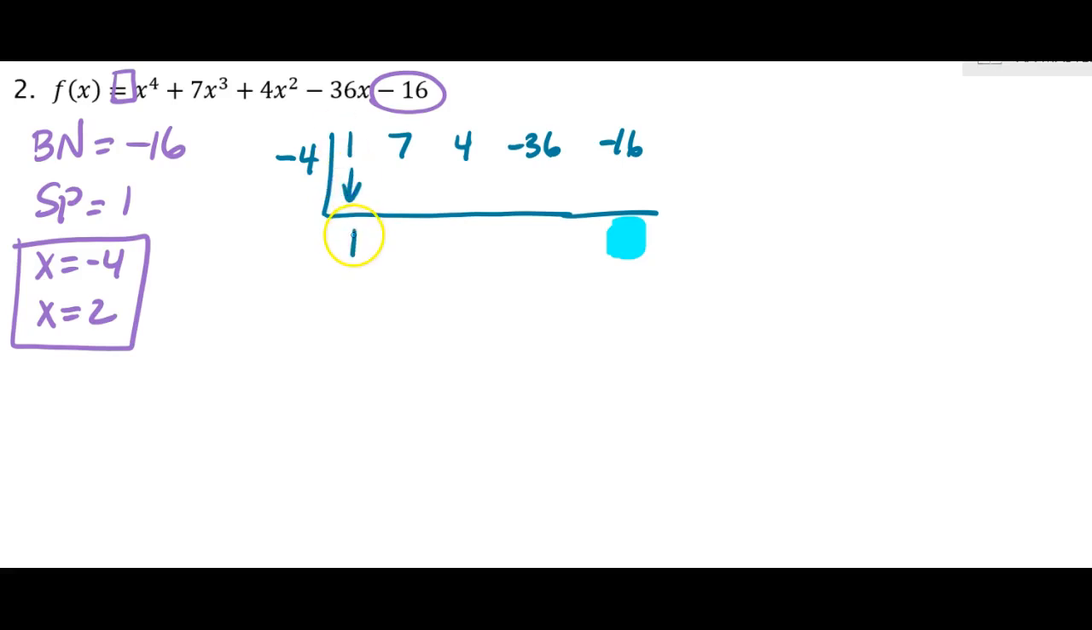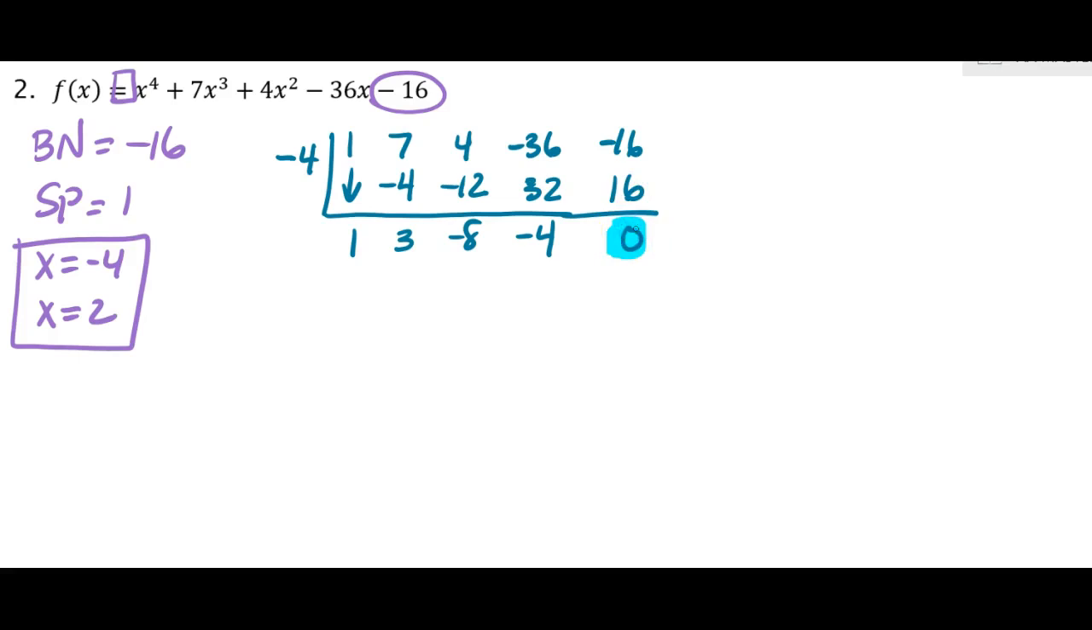So I'm bringing down the 1. Negative 4 times 1 is negative 4. If you add down, that would be 3. Negative 4 times 3 is negative 12. If you add down, you'd have negative 8. Negative 4 times negative 8 is 32. If you add down, you would get negative 4. And then negative 4 times negative 4 is positive 16. And when you add those, you get 0.